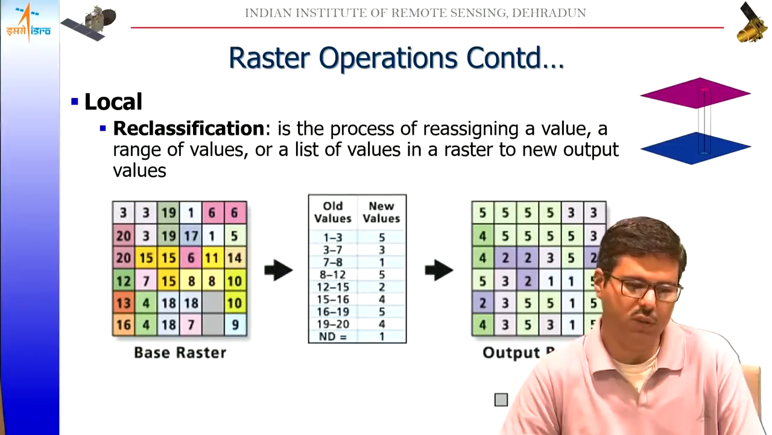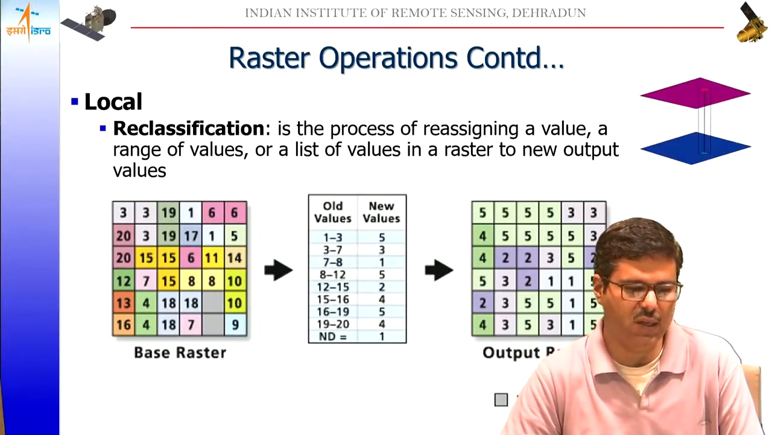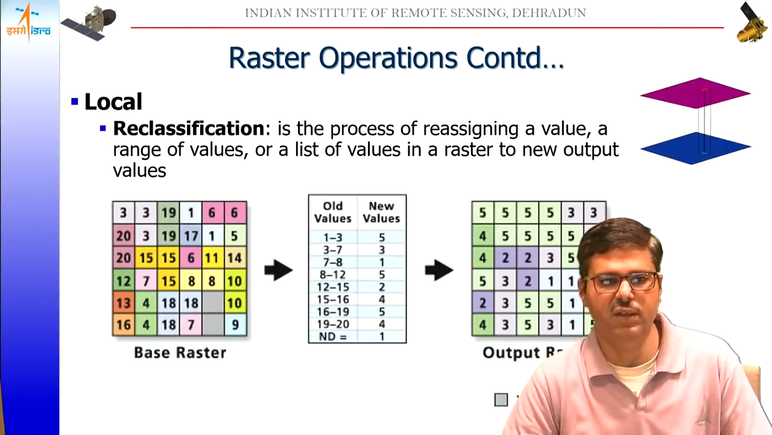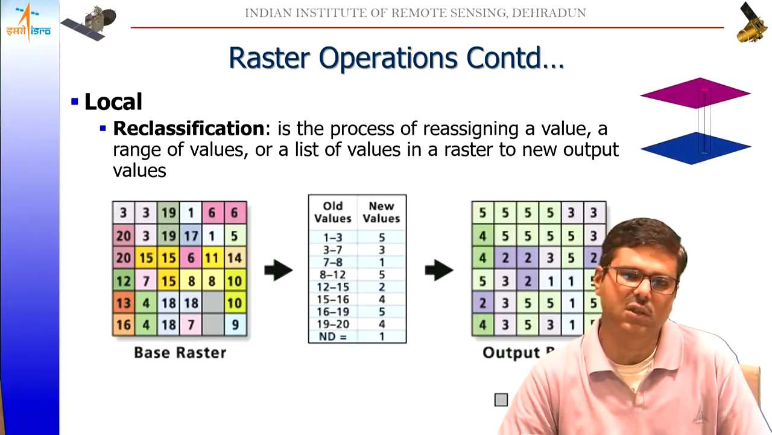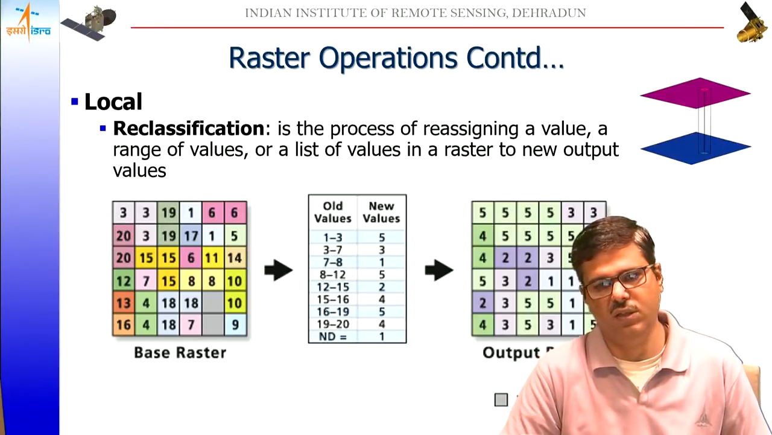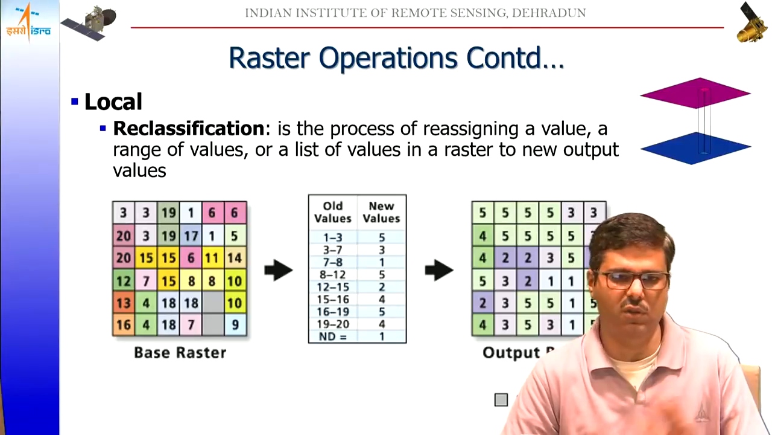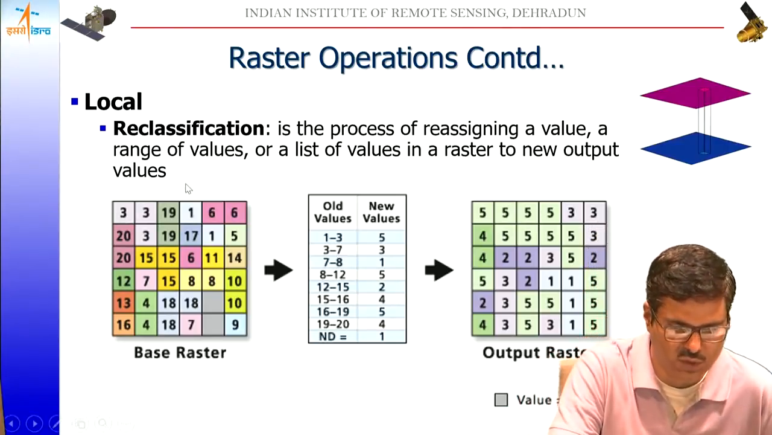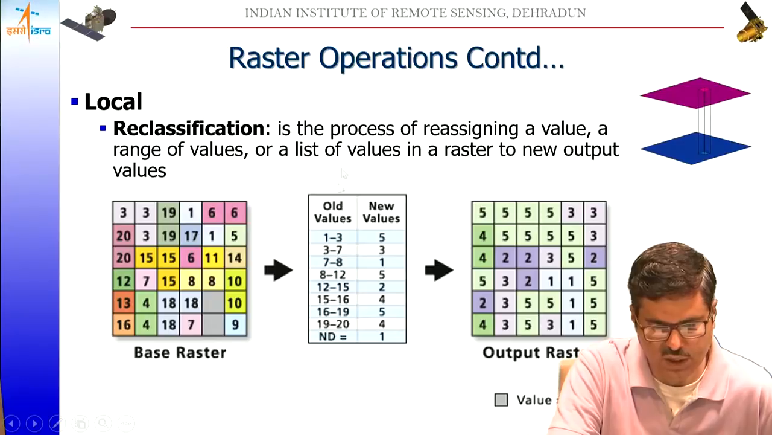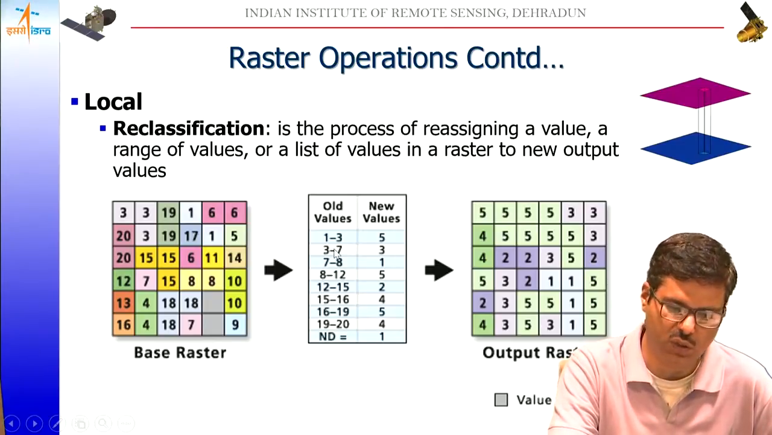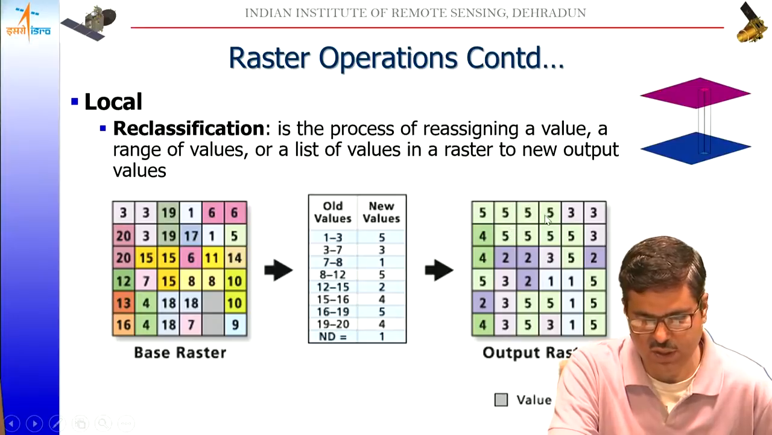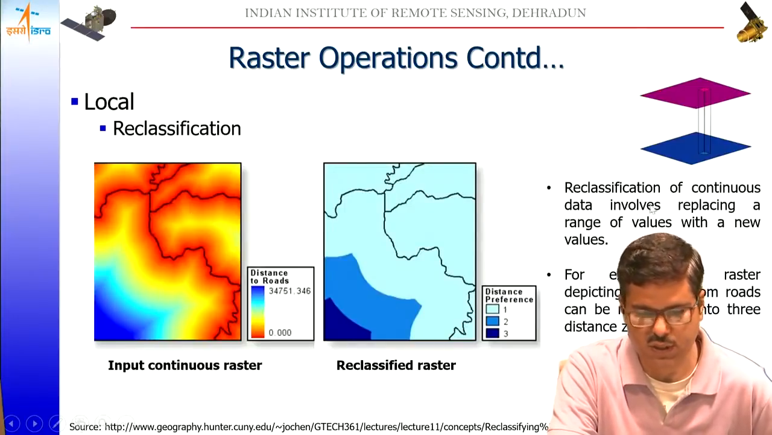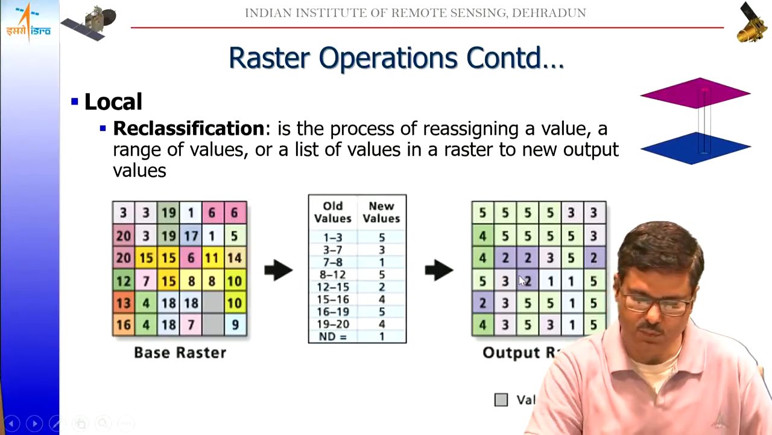The other common local operation is called reclassification, wherein given an input image, we can reassign values for simplicity, for generalization, or for usage in various subsequent steps of analysis, to reclassify the raster into, let's say, suitable, not suitable, or generalize them. For example, here we are given the base raster. So what we are doing is assigning a new value to the old values. Here all the values between 1 and 3 are assigned the new value 5. Hence you can see that these 3 are represented as 5 here. Similarly, 1 in this is represented again by 5 here.